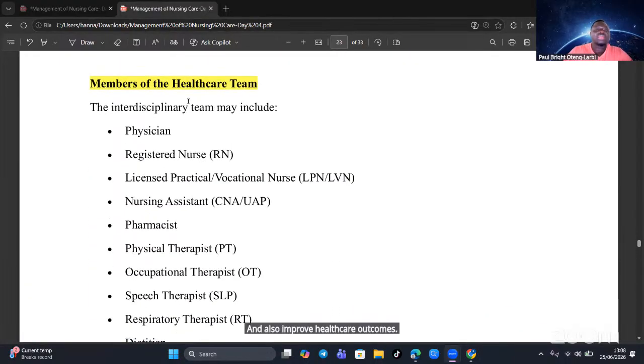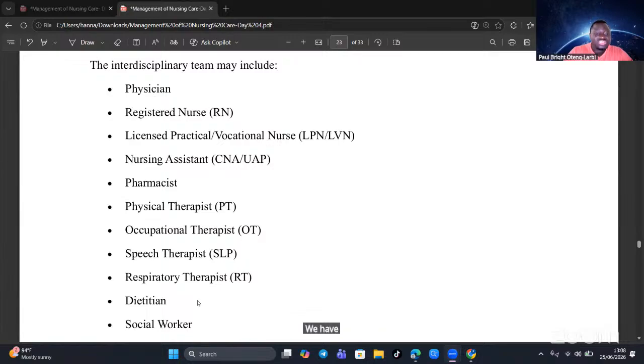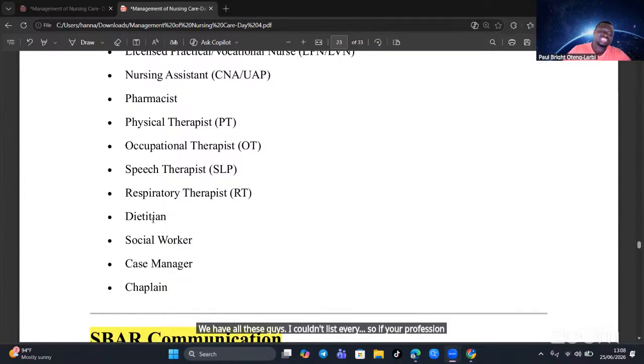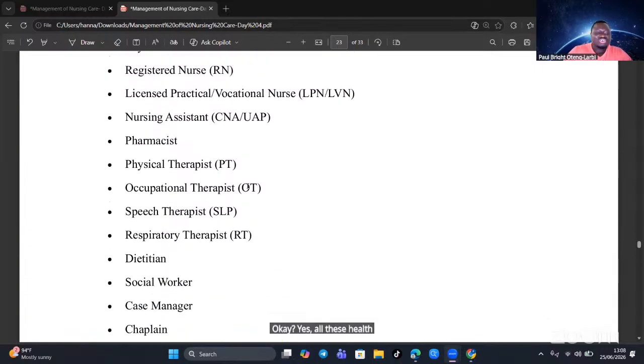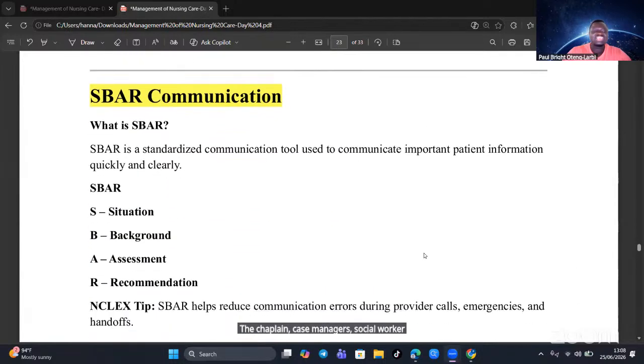Okay, so who are the members of this interdisciplinary team? We have all these guys. I couldn't list them all, so if your profession is not part, forgive me. Yes, all these health workers, when you go to hospital, you meet them: the chaplain, case manager, social worker, dietitian, and all this.